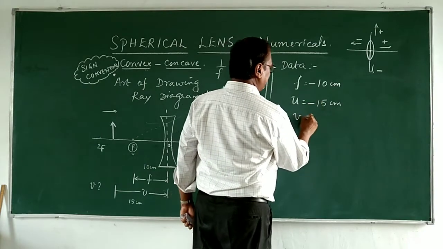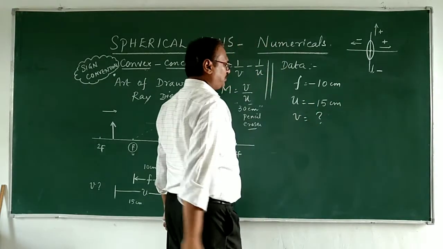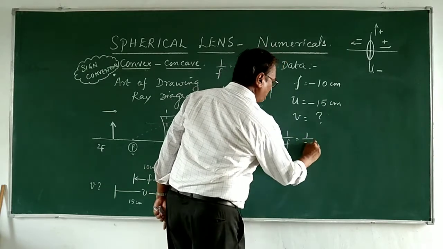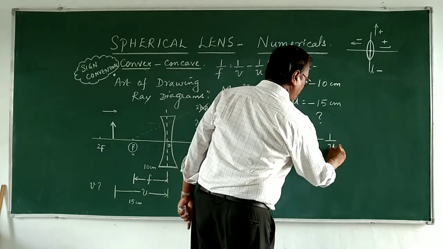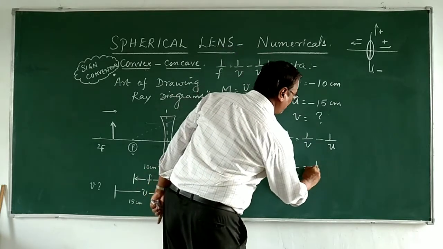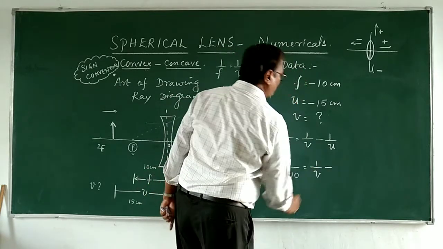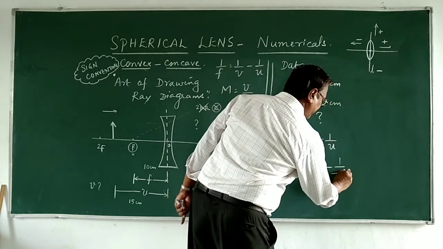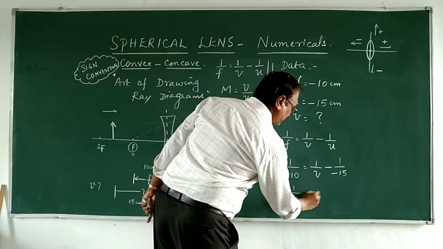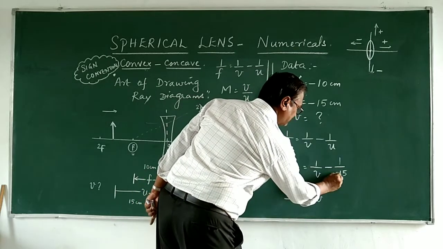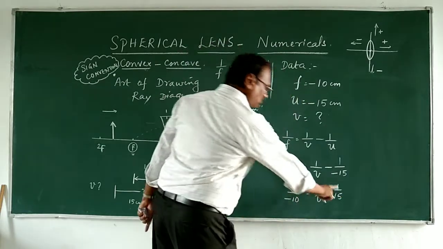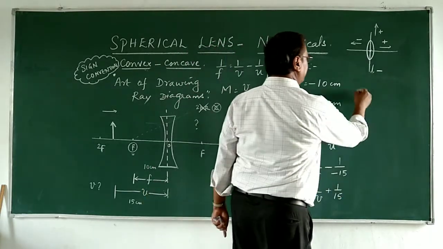And we need to calculate v is equal to how much. So 1 upon f is equal to 1 upon v minus 1 upon u. That is 1 upon minus 10 is equal to 1 upon v, which we don't know, minus 1 upon minus 15. That is 1 upon minus 10 is equal to 1 upon v, minus of minus is plus 1 upon 15. Bring this 1 upon 15 to this side, right?